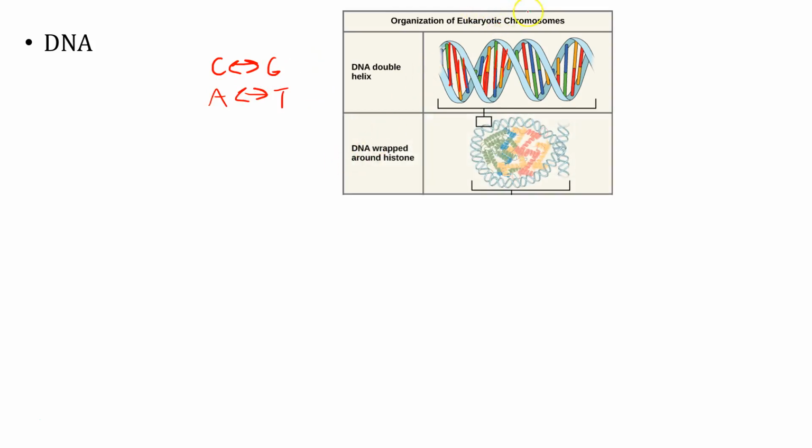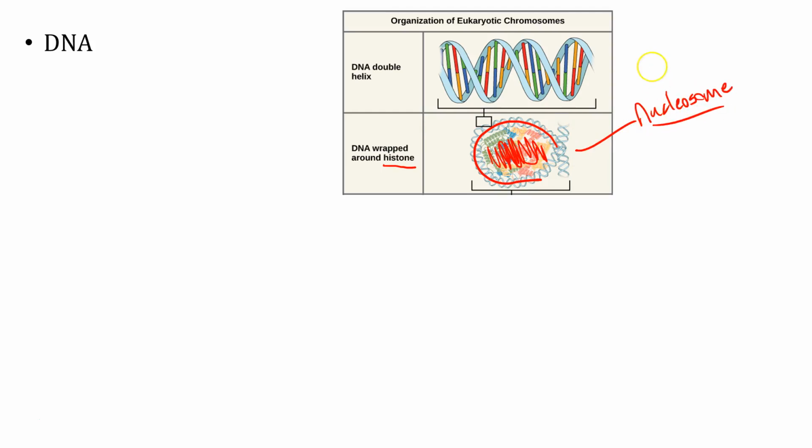If you take that double-stranded helix, like you're seeing here, and you wrap it around this structure, which is trying to illustrate what's known as a histone protein, then you have basically a little DNA wrapped around a ball of protein. This is called a nucleosome. Again, it's just a ball of protein that has DNA wrapped around it.